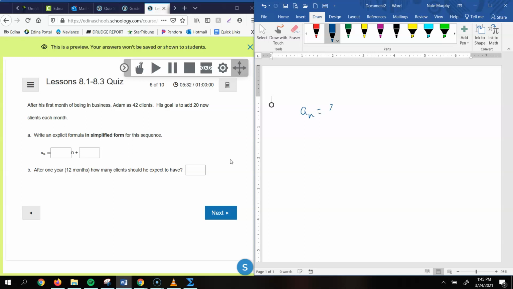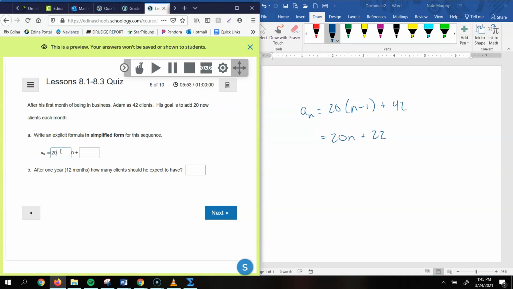So our constant difference, again, is 20 times n minus 1. And our first term would be, after his first month, he has 42 clients. So it would be plus 42. I could simplify this by distributing the 20 through. So we have 20n, and 20 times negative 1 is negative 20. But when I add that to 42, I get 22. So my explicit formula would be 20n plus 22.